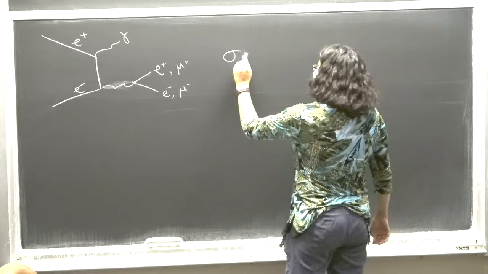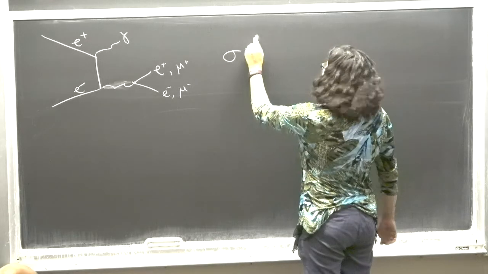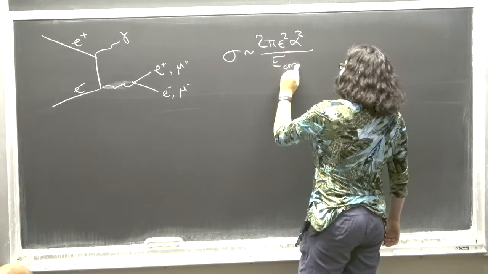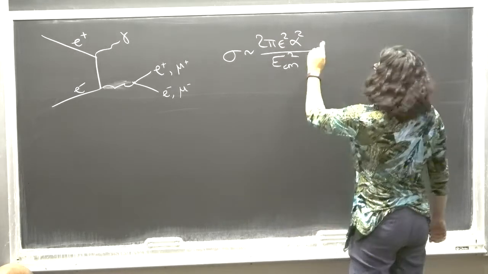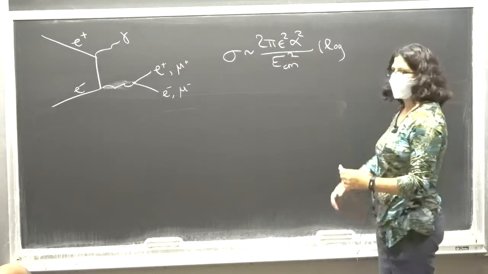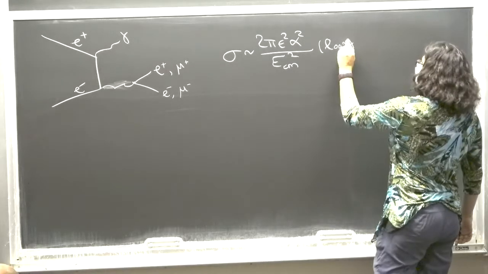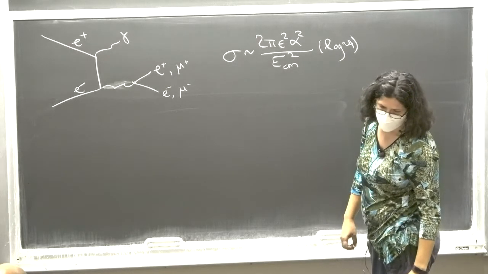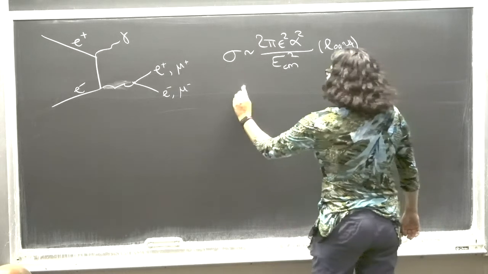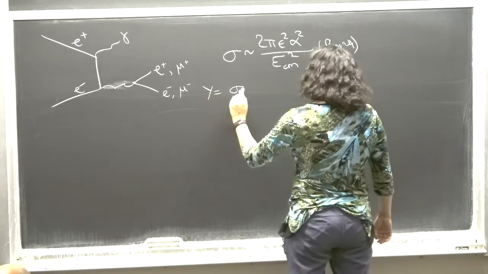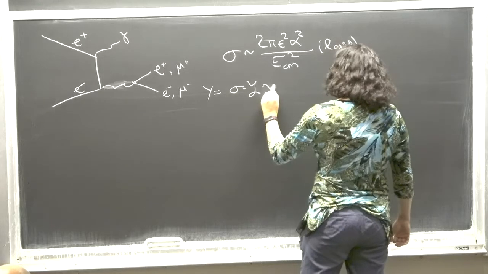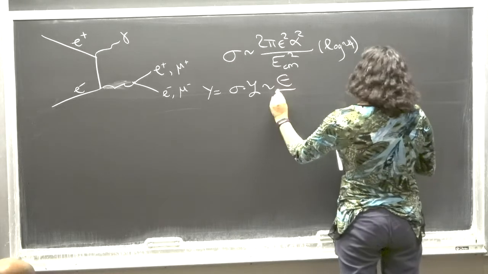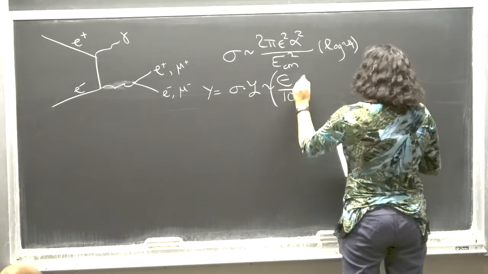With a cross section that goes like 2 pi epsilon squared alpha squared over E_CM squared times some log factor related to the angular coverage of the detector, which is of order 4. And when you multiply that in by the luminosity to get a total yield, that gives you something that scales like (epsilon over 10 to the minus 3) squared.